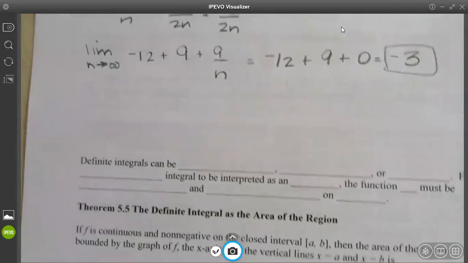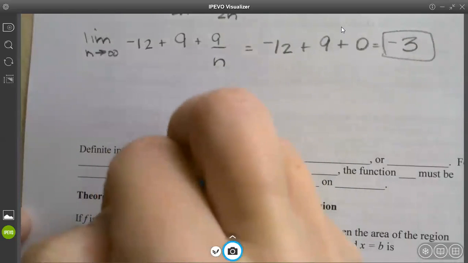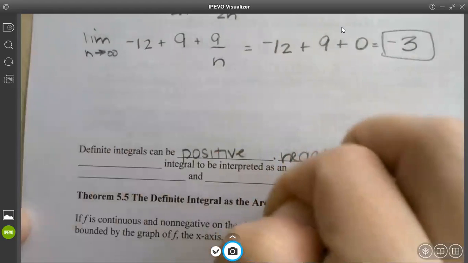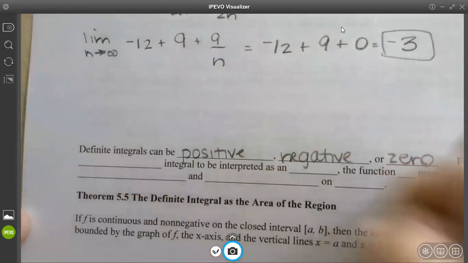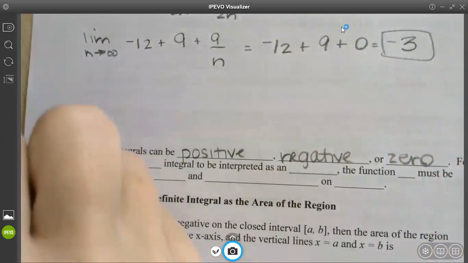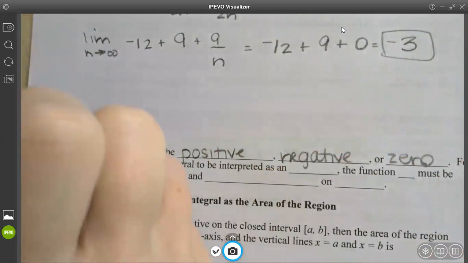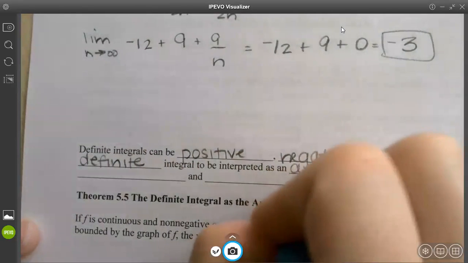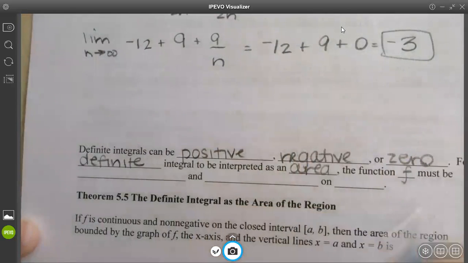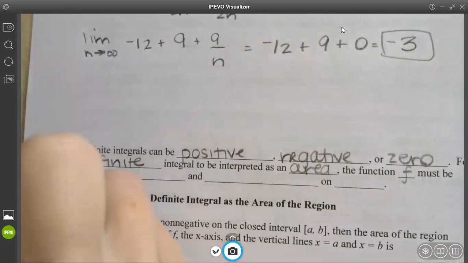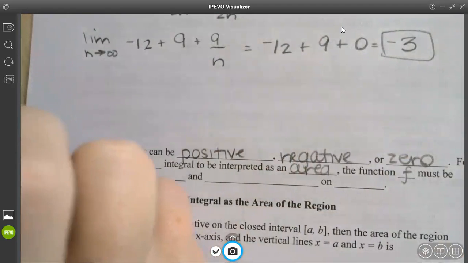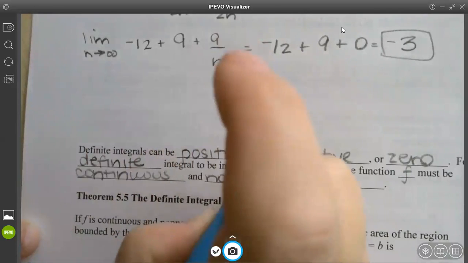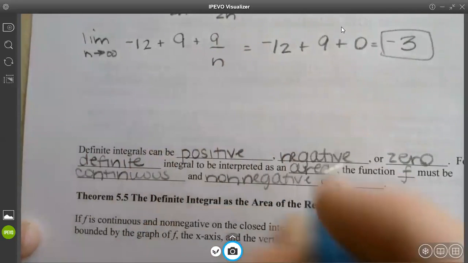Definite integrals can be positive, negative, or 0. For a definite integral to be interpreted as an area, the function f must be continuous and non-negative. We've already talked about that. On A to B.